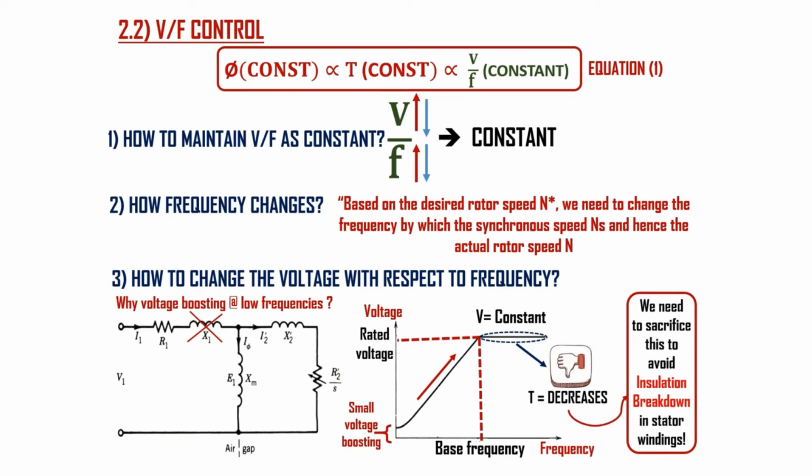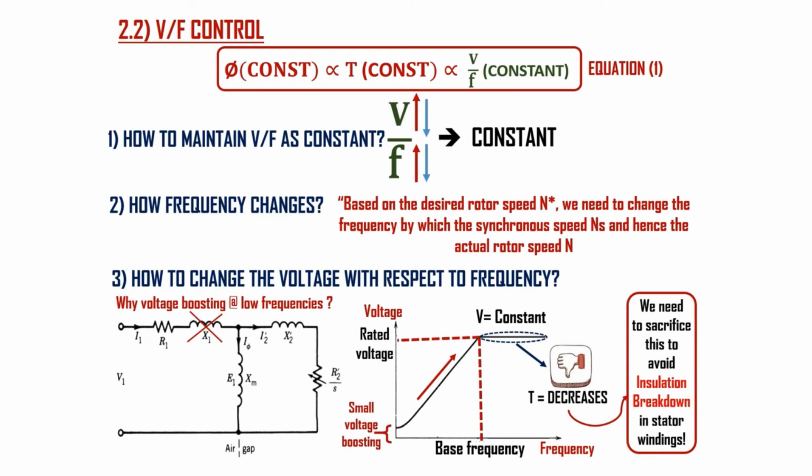Generally, reactance X1 will be very small when compared to the mutual inductance Xm, and hence it may be neglected from consideration. However, at low frequency, the stator terminal voltage V1 is comparable to the stator resistance drop in R1. To compensate for the stator resistance, we need to apply a small voltage boost at low frequencies.